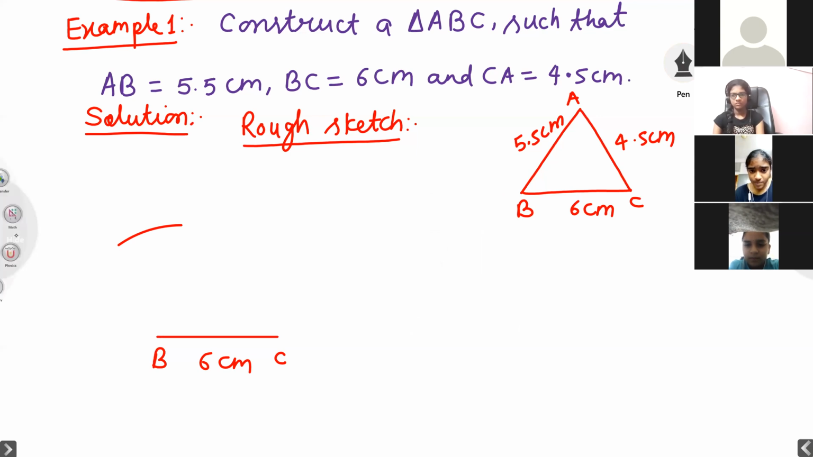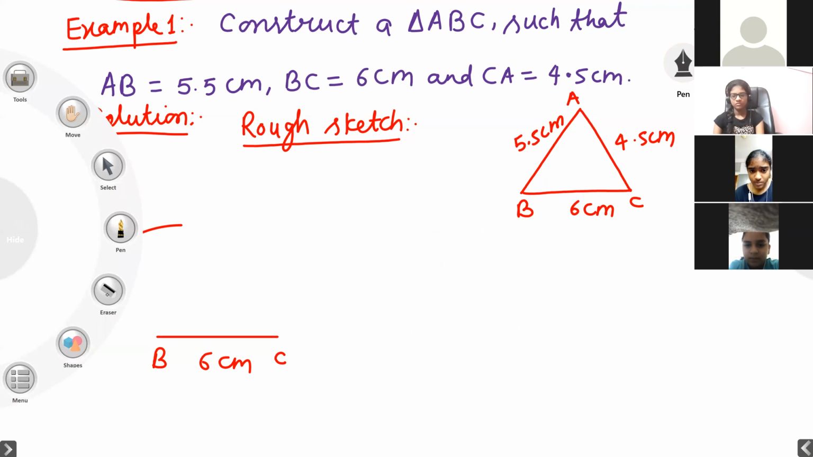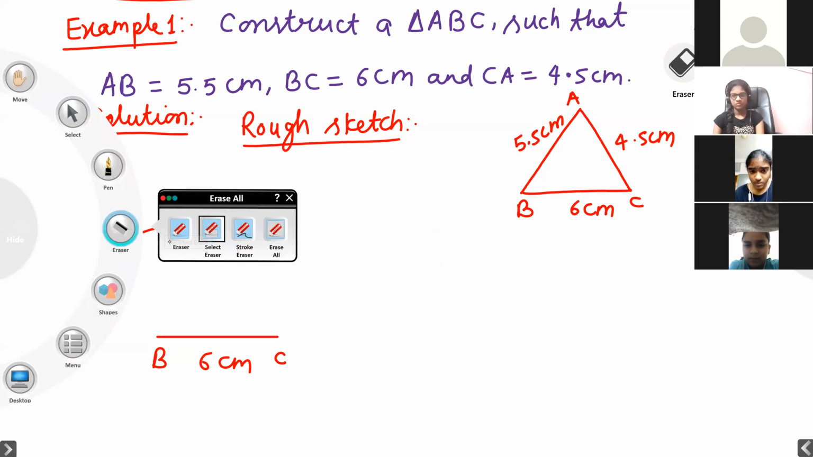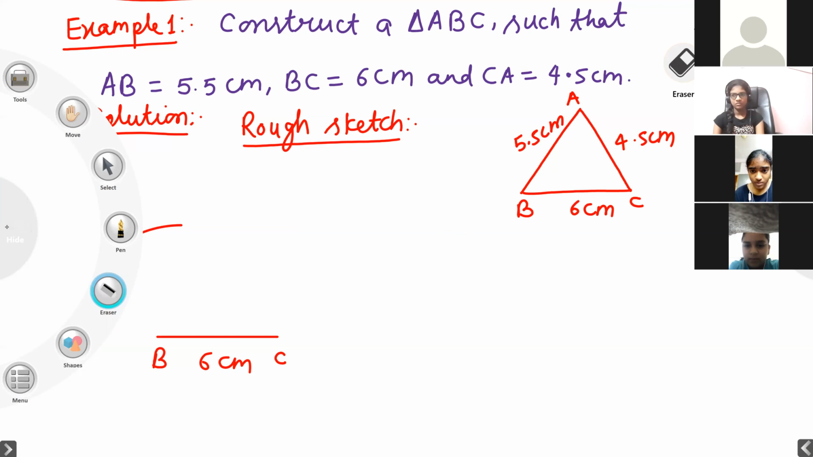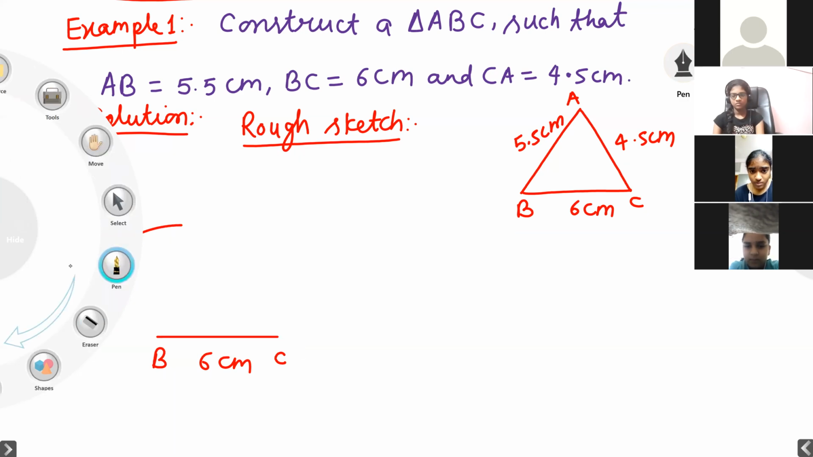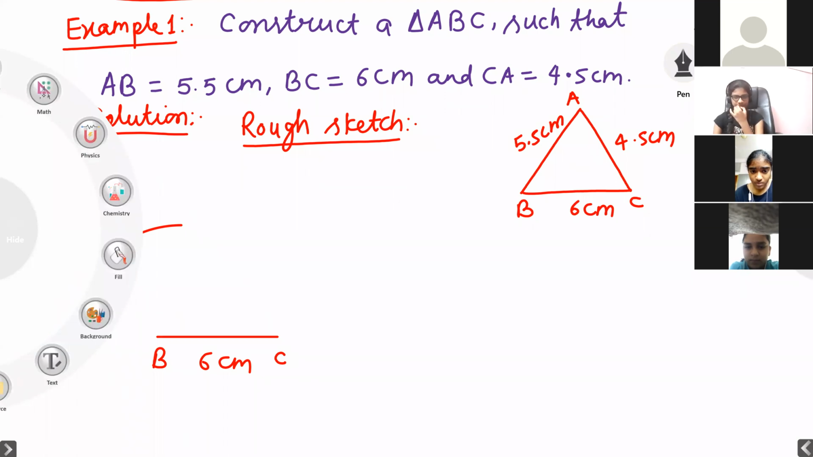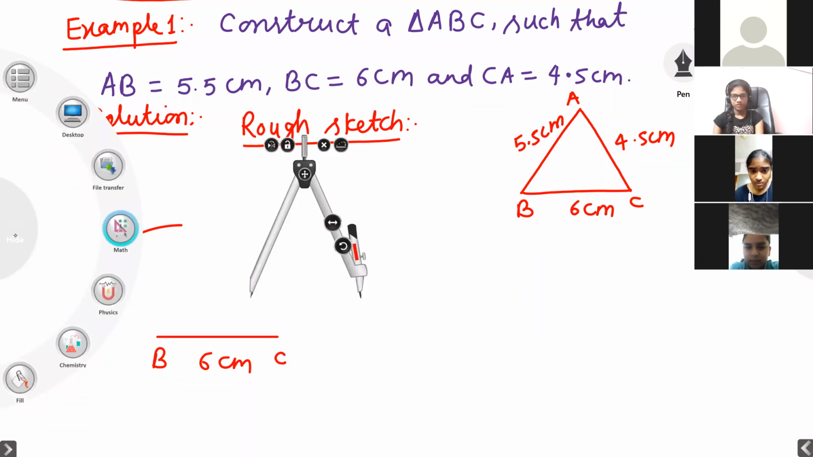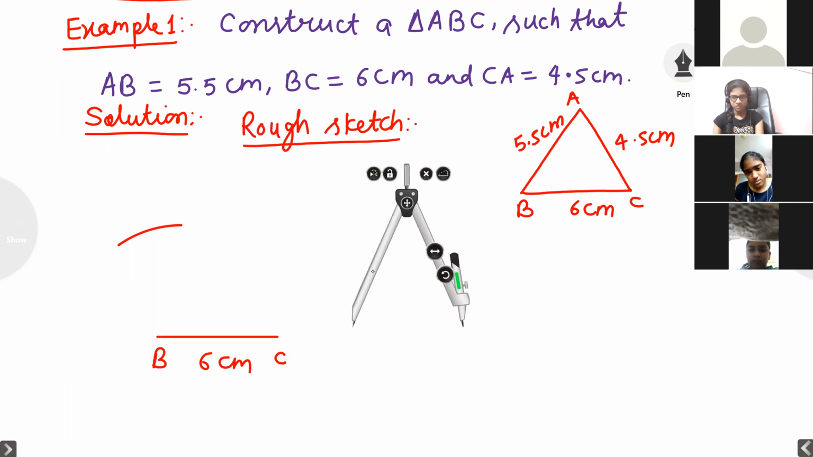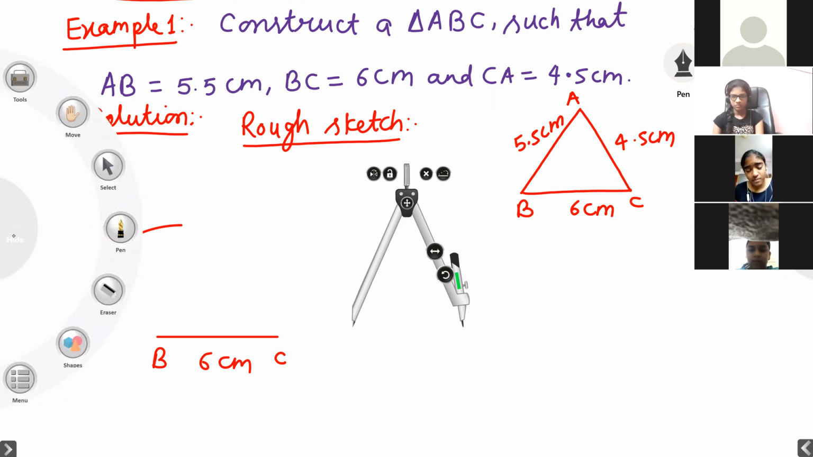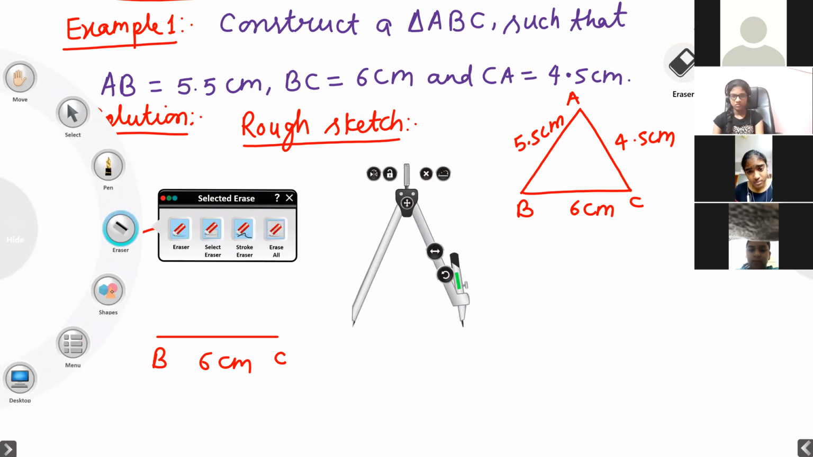Now how to do it? Concentrate. I want to take B as a center and draw an arc of radius 5.5 centimeter. Don't get confused: 5.5, 6, 4.5.